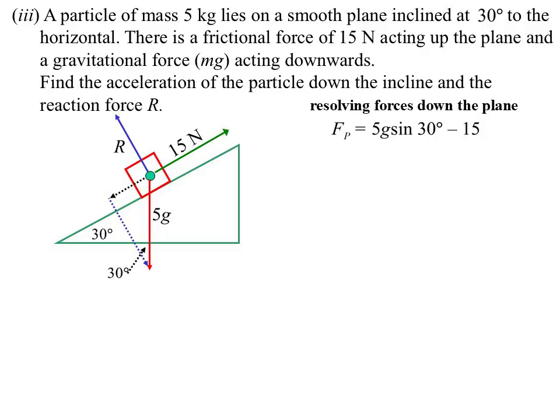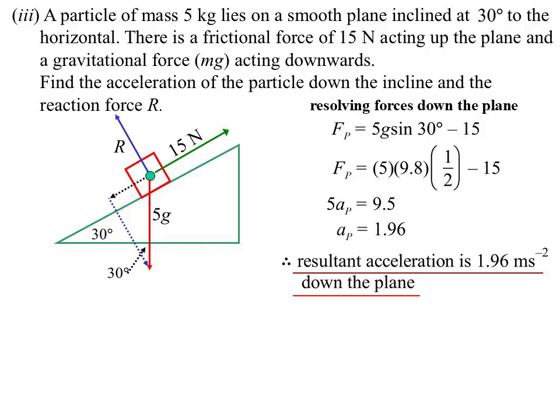Let's now work out our force down the plane. Substituting in 5, g, we'll assume gravity is 9.8, sine of 30 is a half, we get 9.5. They ask for acceleration, not force. Force is mass times acceleration, so it's 5 times a. There's my acceleration down the plane, 1.96.